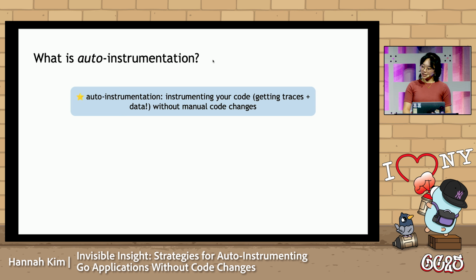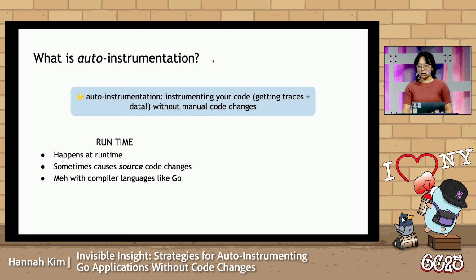As you can probably tell, it happens at runtime. And oftentimes, this will require us to make source code changes. And if you know about Go, it's a statically compiled language, which means that it doesn't do well when we're trying to make source code changes.